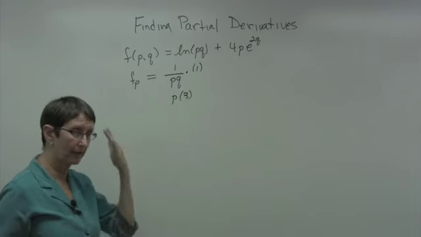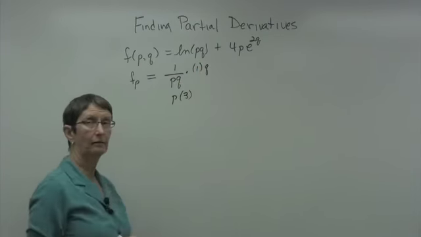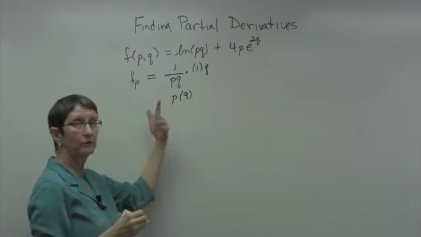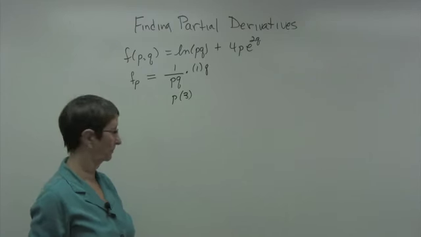The derivative of p is 1. Q is a constant multiplier. If I have 3p, the derivative is 3. If I have qp, the derivative is q.